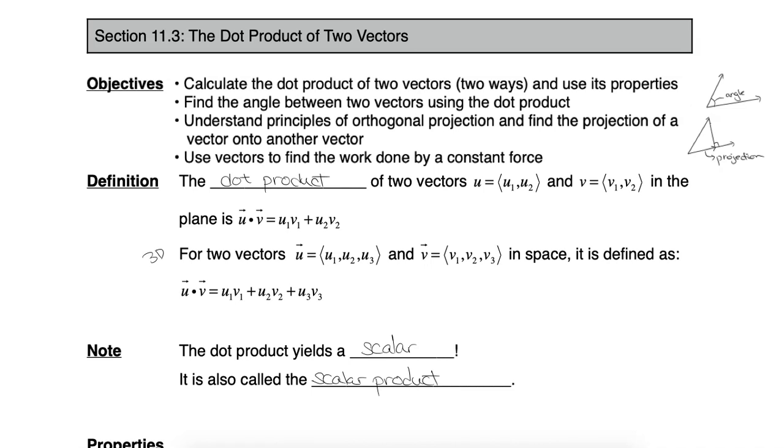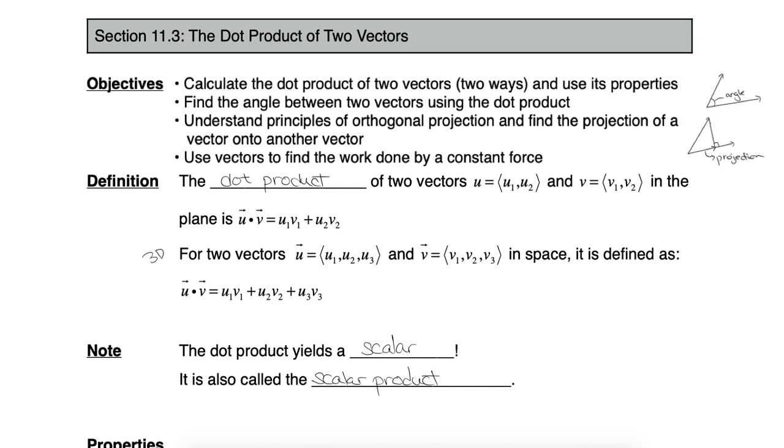Section 11.3, the dot product. This is a very interesting section where we learn about a product between vectors. We know how to add vectors, but we haven't talked about multiplication of vectors. And there's more than one way of multiplying vectors. The dot product is one of them, and it has very interesting applications.